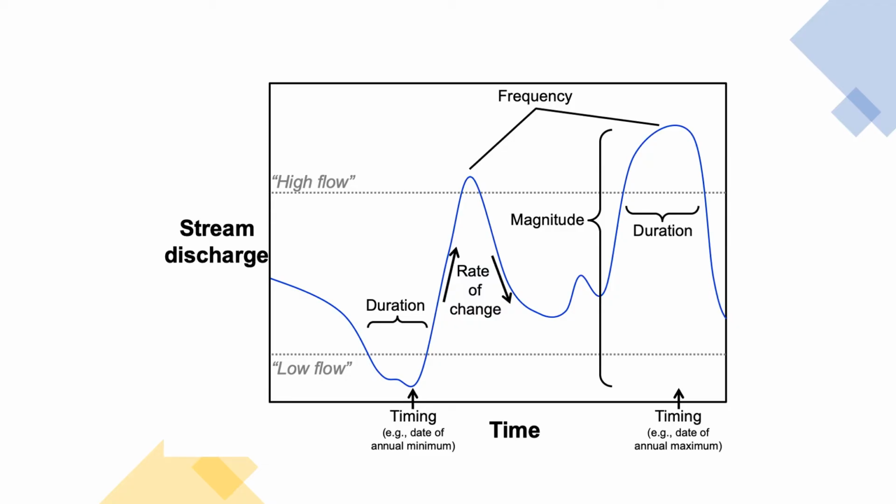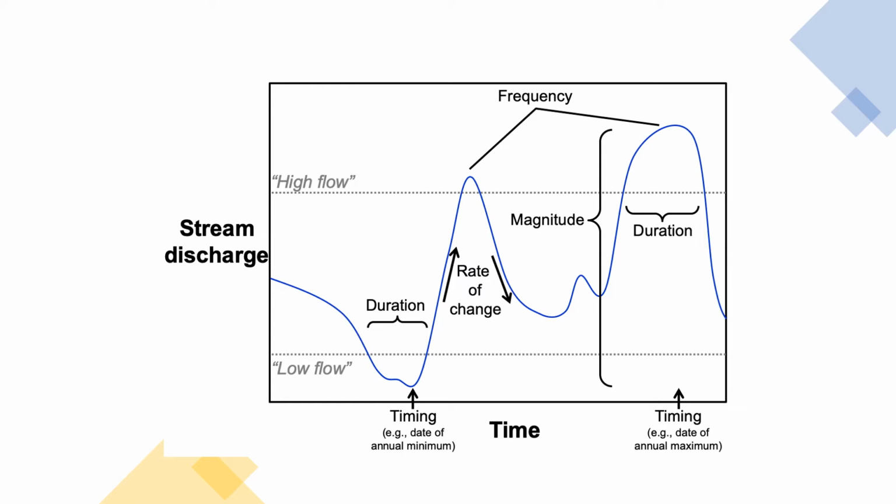So what you see before you is a cartoon hydrograph. It's for a not so real stream, and I have this here to help understand some of these terms. You'll see magnitude, frequency, duration, timing, and rate of change. These things are from Richter et al. 1996. They're called dimensions of the flow regime, and basically they're just good ways to describe and measure flow.